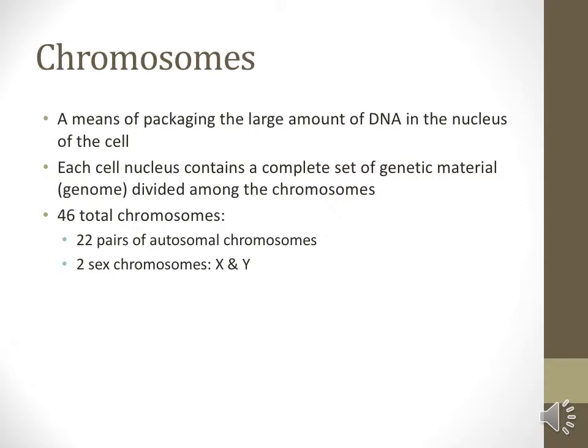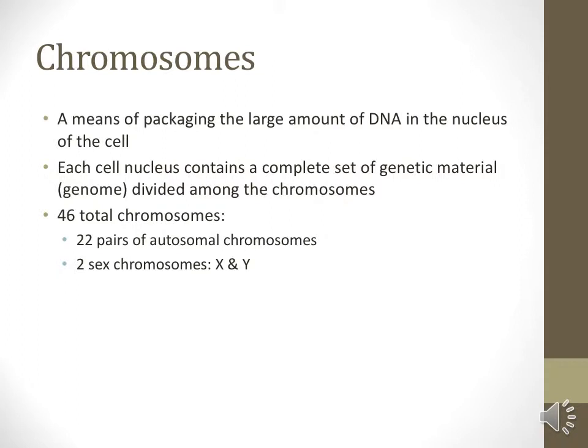So in the earlier diagram, the first thing we saw outside of that nucleus were the chromosomes. Now in these upcoming slides, I'm going to go through each of the terms that we saw in the previous diagram and talk about them in a little more detail. The chromosomes are how large amounts of DNA are packaged in the nucleus. Each cell nucleus contains a complete set of genetic material divided among these chromosomes.